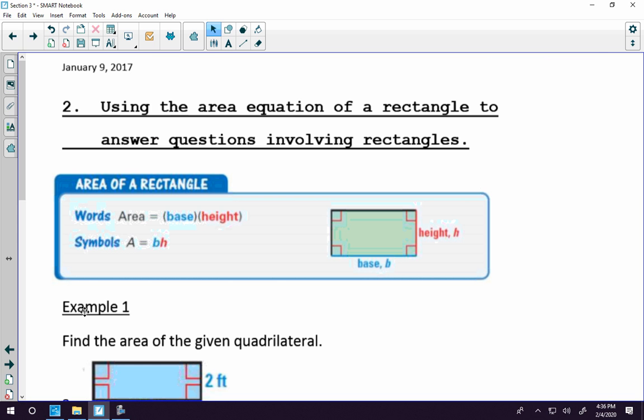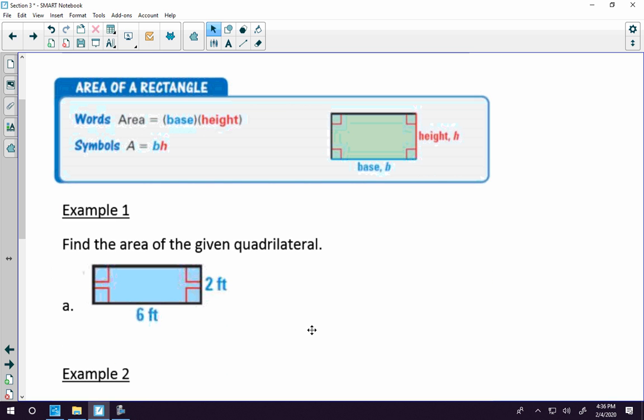Okay. Moving on, let's talk about how to find the space inside of a rectangle. So the formula derived is area equals base times height. So if we know the base length of a rectangle and we know the height of the rectangle, we can then find the area. And of course, if we're given the area and one of the dimensions, we could find the missing dimension. But there's the formula there.